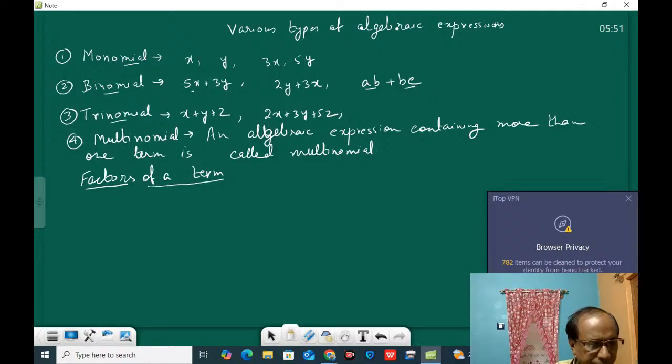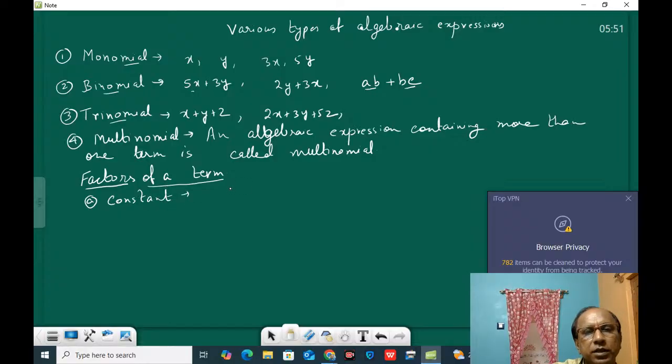We have already learned about constant term and coefficient. There are many terms you have to learn. Number one is constant term. In an algebraic expression, a term which has no literal factor is called the constant term. In the expression 2x minus 3y plus 2, the constant term is 2. What is the meaning of constant term?